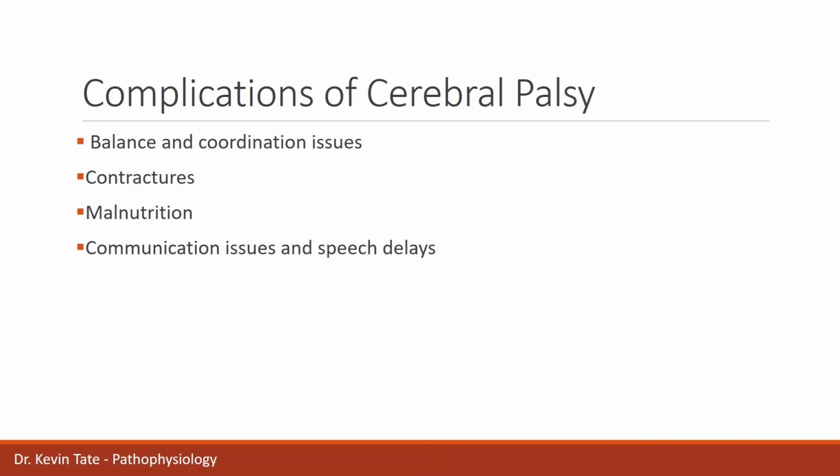Complications of cerebral palsy: obviously, individuals are going to have balance and coordination issues that could worsen. Contractures are a hardening of muscles that can lead to rigidity of the muscles and then the joints. What this means is the muscles are permanently contracted and they're stuck in that state. We can see malnutrition can be worsened by cerebral palsy, and communication issues and speech delays can obviously accompany cerebral palsy.